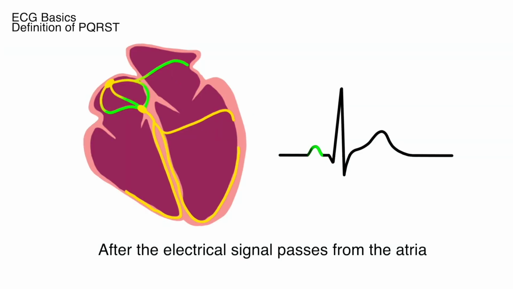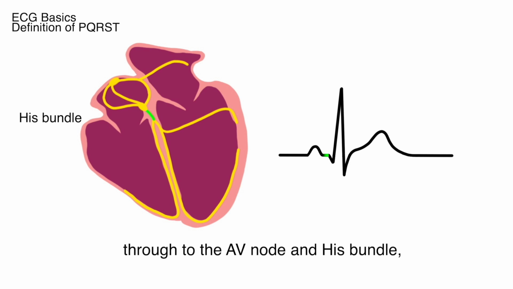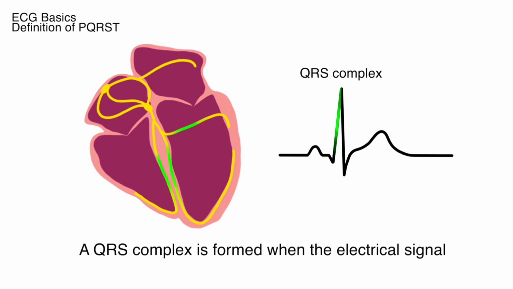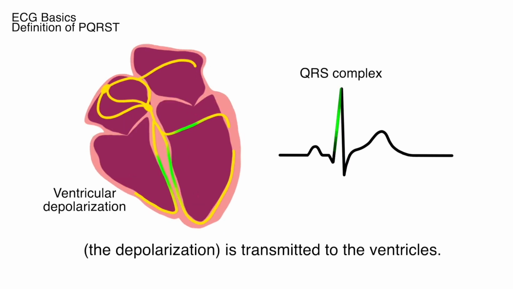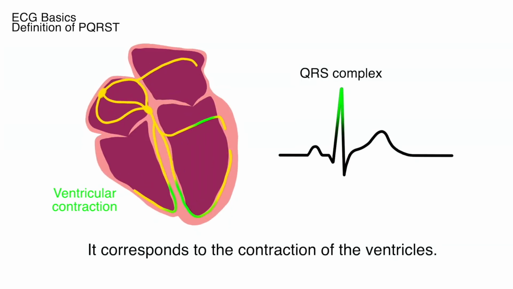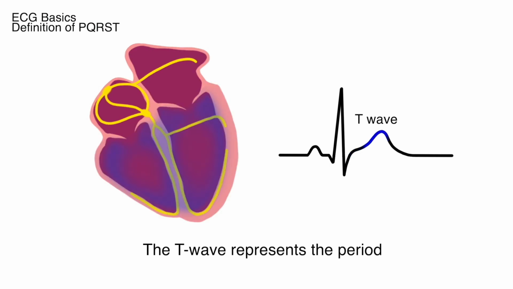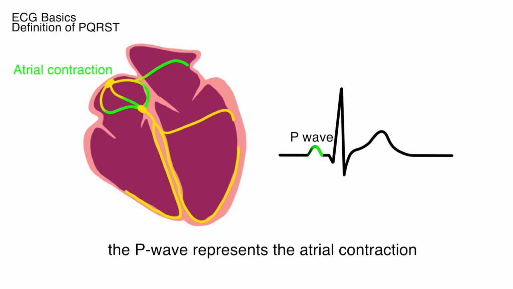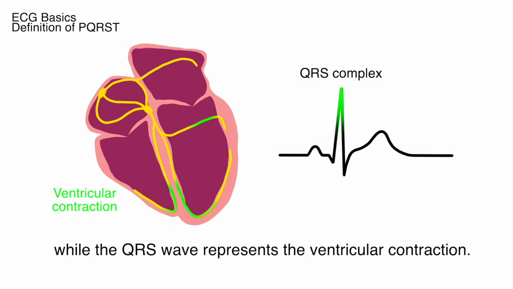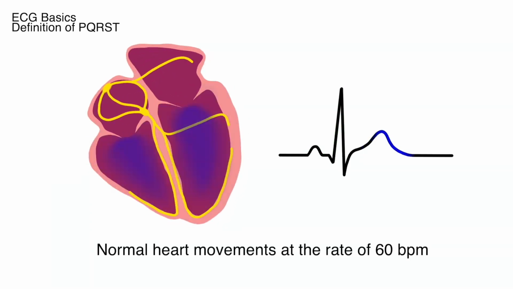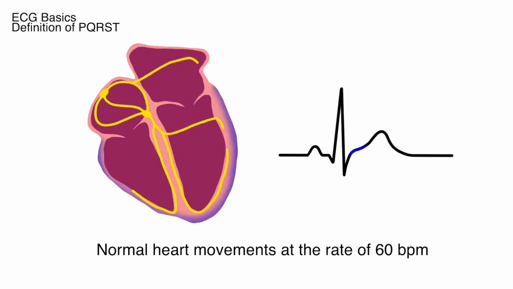After the electrical signal passes from the atria through to the AV node and His bundle, it is then transmitted to the ventricles. A QRS complex is formed when an electrical signal, the depolarization, is transmitted to the ventricles. It corresponds to the contraction of the ventricles. The T wave represents the period when the ventricles recover from the electrical impulse, the ventricular repolarization. As a rule of thumb, keep in mind that the P wave represents the atrial contraction, while the QRS wave represents the ventricular contraction. This animation here shows normal heart movements at the rate of 60 bpm.